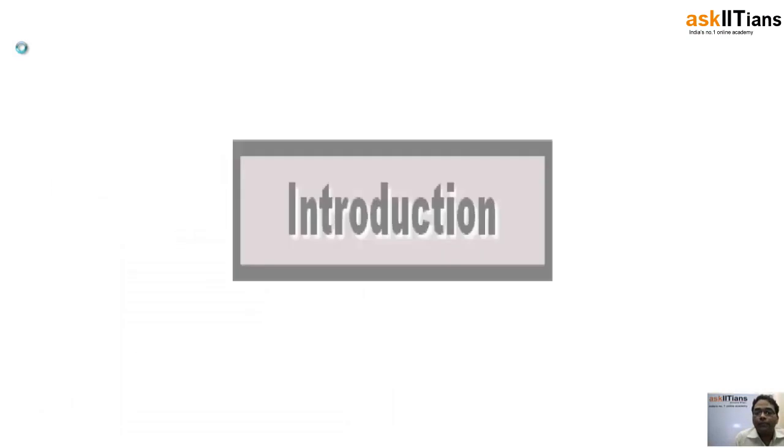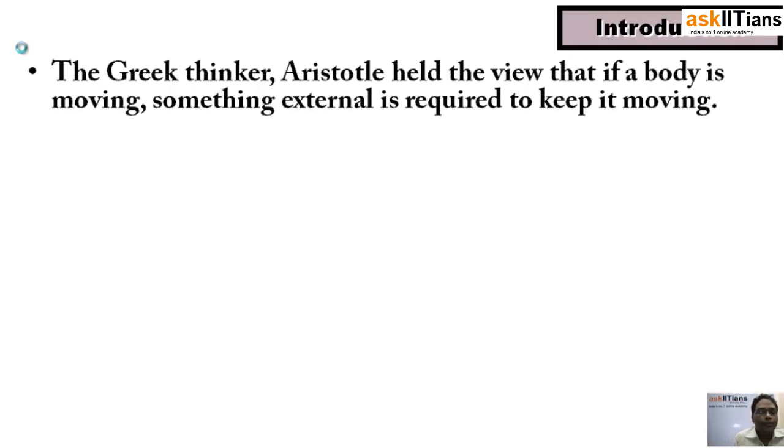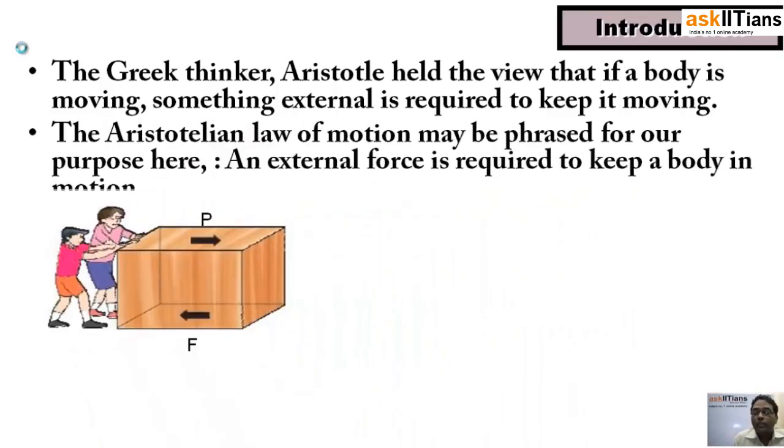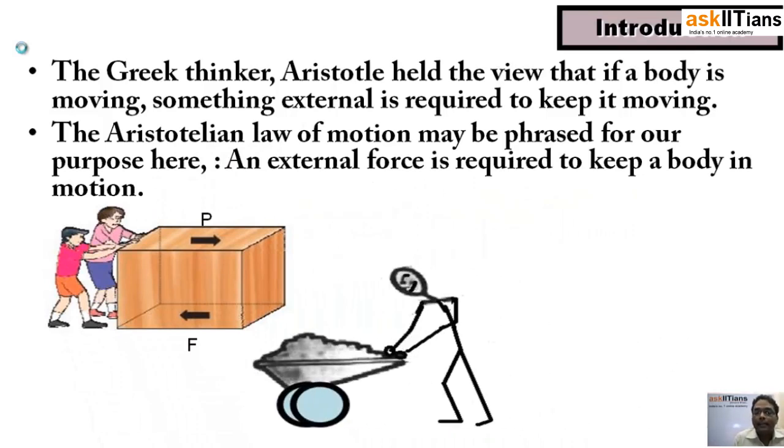When we start off with the first thing, that is introduction. Introduction to the laws of motion. Aristotle first introduced this. According to him, if there is a body that is moving, there should be some external force required to keep it in motion. So there has to be an external force which keeps the object in motion. According to Aristotelian thought, an external force is required for keeping the body in motion.